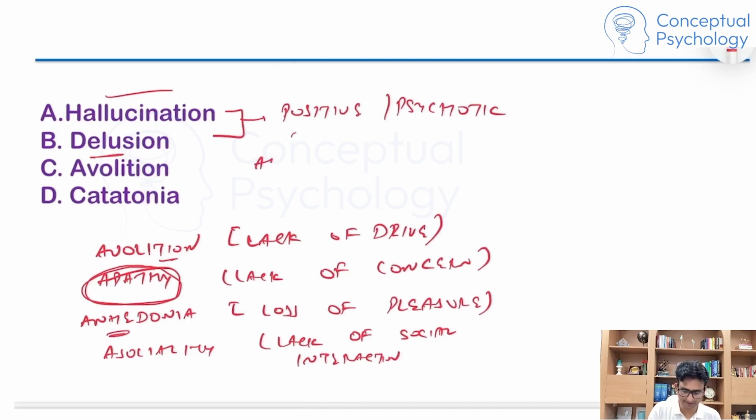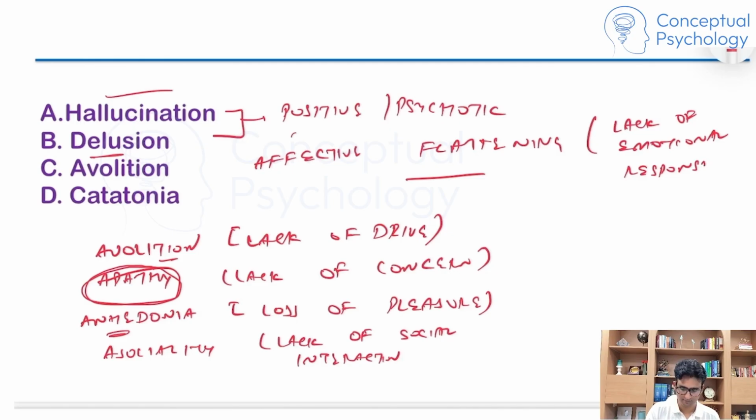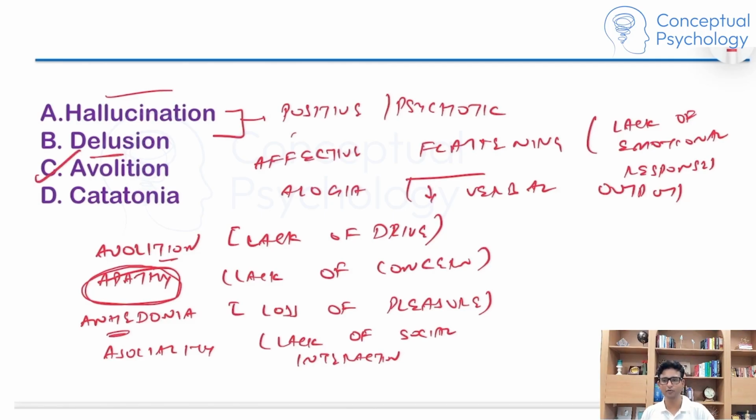Then we have affective flattening. The term flat is used for emotions. The patient does not show any emotions, or feel happy, or feel excited. Lack of emotional response, or restriction of emotional response. And finally, alogia. Alogia is decreased verbal output. So classically, these are the negative symptoms. So the last is avolition.